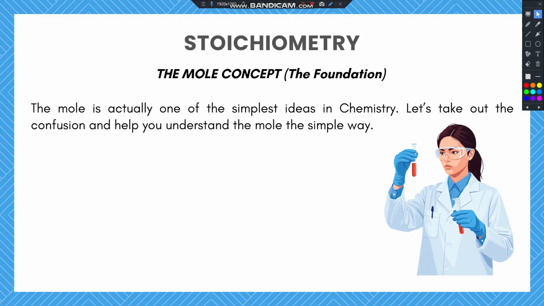So let's start by defining what the mole is. The mole actually is one of the simplest ideas in chemistry. And there's a reason why I'm saying it's one of the simplest ideas in chemistry. I want to take out the confusion in this introductory video of what the mole is to help you understand it in a simple way. So let's begin by saying what it means.